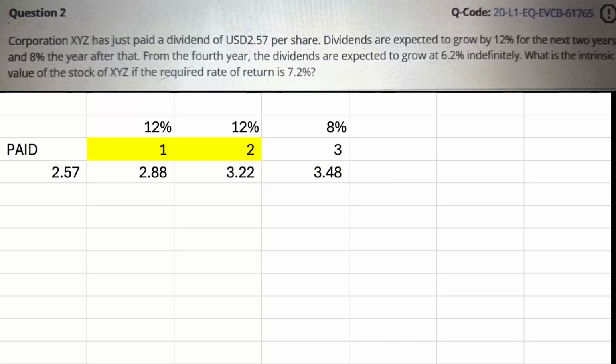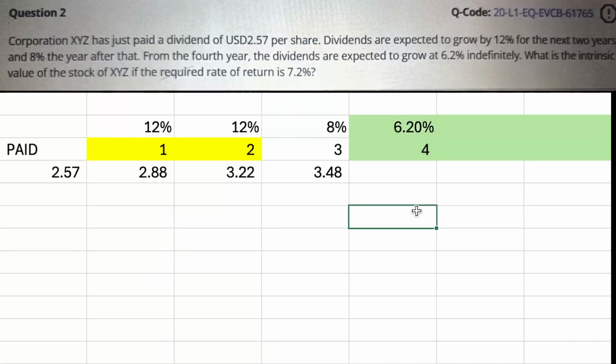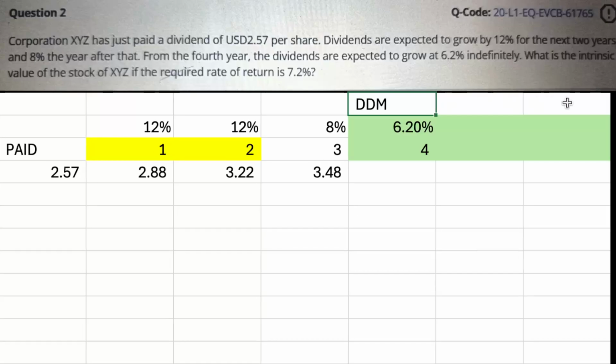And then the dividends are expected to grow at 6.2% indefinitely. Which means from here onwards, the dividend is going to be growing by 6.2% until infinity. So if you take note of that, from here onwards you can use the dividend growth model or the dividend discount model, but you can only start using that at year 4.